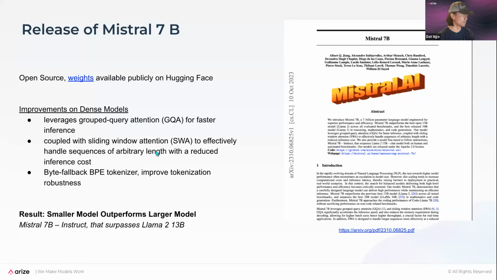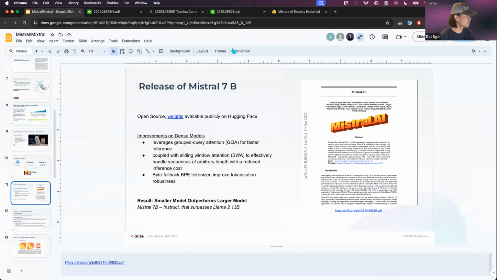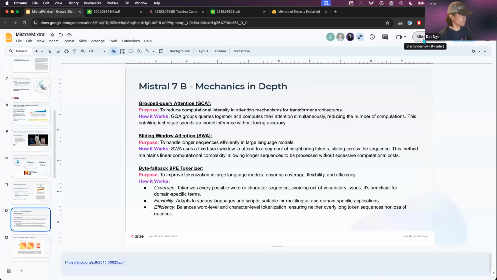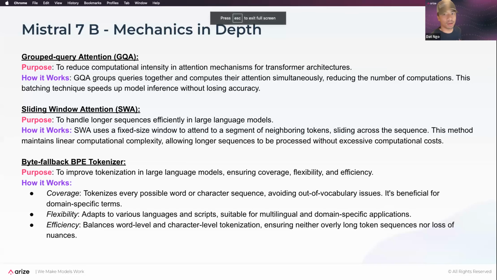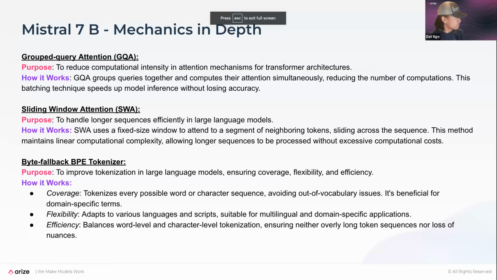So let's go through some conceptual foundations. I'm going to go through the paper real quick, and then we can talk about some of the ideas. Actually, I'm just going to pull this slide up. So, grouped query attention. If you're familiar with how regular attention works, the purpose of this mechanic is to reduce computational intensity. Traditional transformer models utilize attention mechanisms to determine the important parts of the input data or sentence.